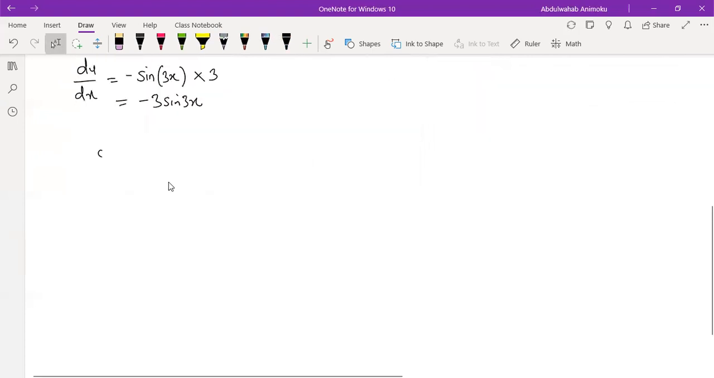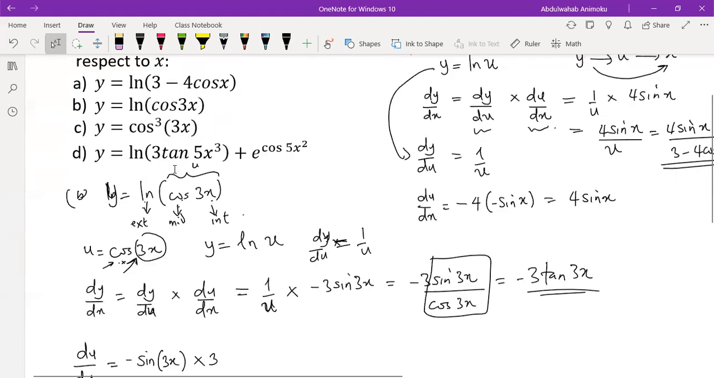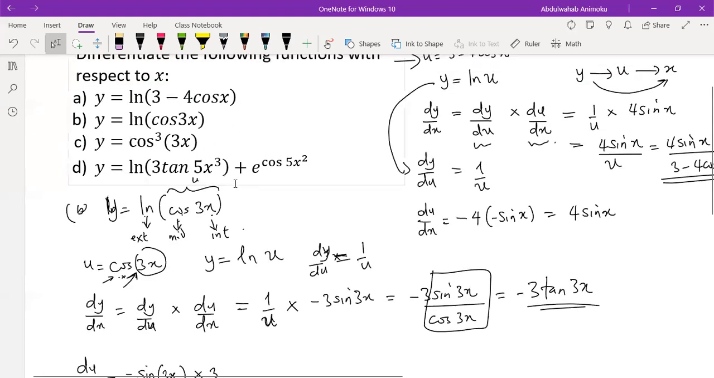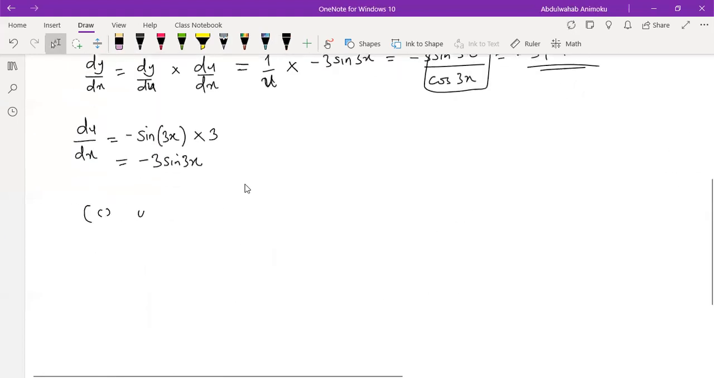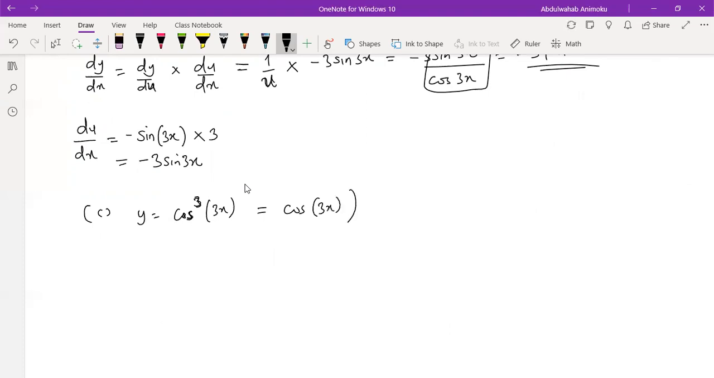Now let's look at the third one. So what's the third one? The third one is cos raised to power 3. So y is cosine of 3x raised to power 3. Notice that this is the same thing as cosine 3x all raised to power 3. So when you see this, you know you have a composition of functions again. In fact, you have three functions: you have cosine, you have 3x, and you have this cube.